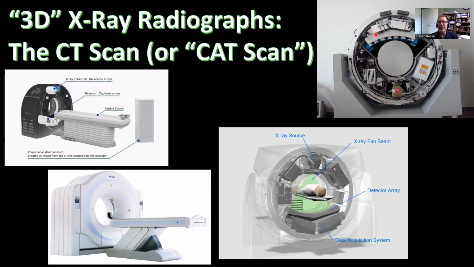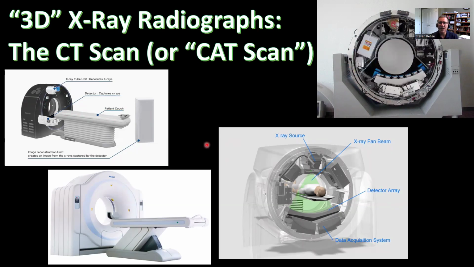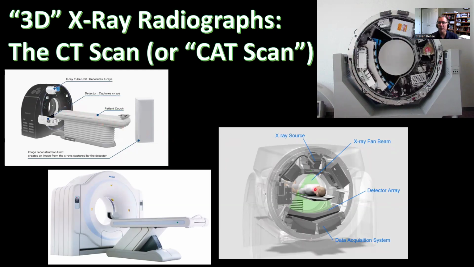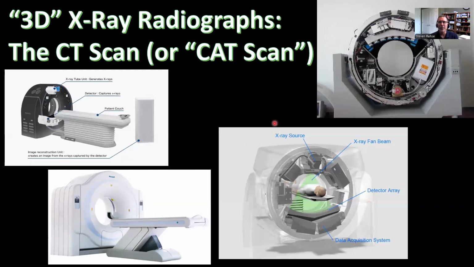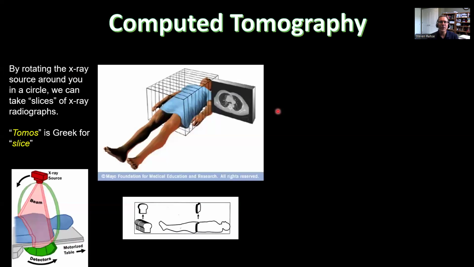And it's taking X-ray radiographs of you the entire time it's spinning around, and the entire time it's feeding you through very, very slowly. So that's the key to a CT scanner. So when you do this, this is called CT, which stands for computed tomography.